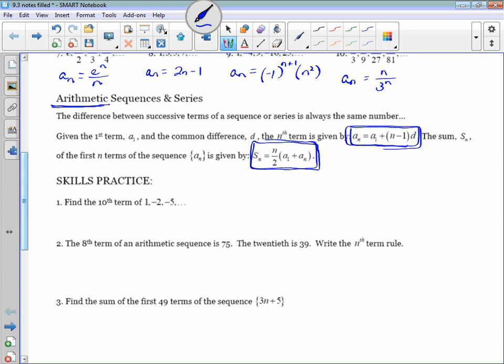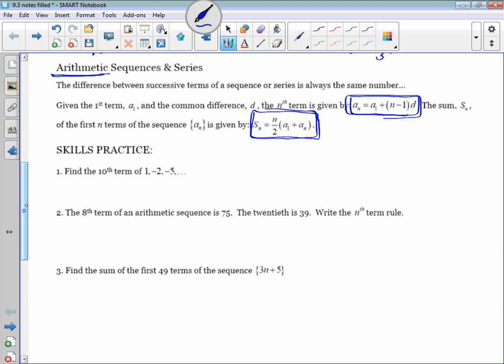All right, so let's look at the first one down here. Find the 10th term. So just to start getting these formulas stuck in your head, we're going to use a sub n equals a sub 1 plus n minus 1 times d. We're looking for a specific term, so we're going to use the formula that deals with terms. So we are trying to find a sub 10. All right, I need a sub 1. What is my first term?